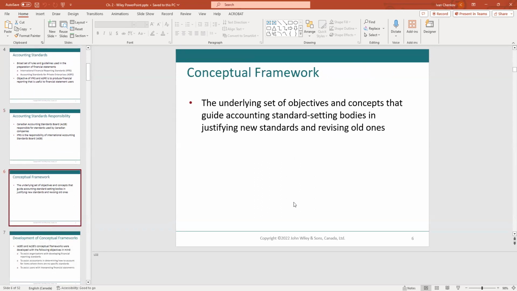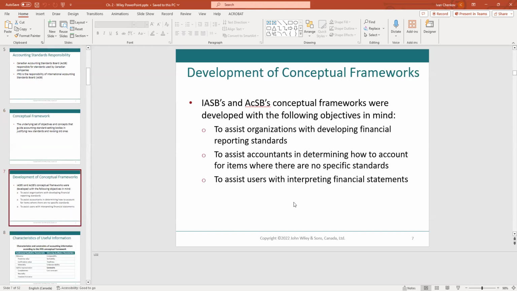The conceptual framework gives you the foundation of the concepts and objectives. Since we're talking about accounting reports and accounting practices, we have to have some foundation where we set up the objectives and concepts which will guide the accounting standard setting body to come up with new standards or revise the old ones, and come up with new ideas on how to report different events. How is the conceptual framework developed?